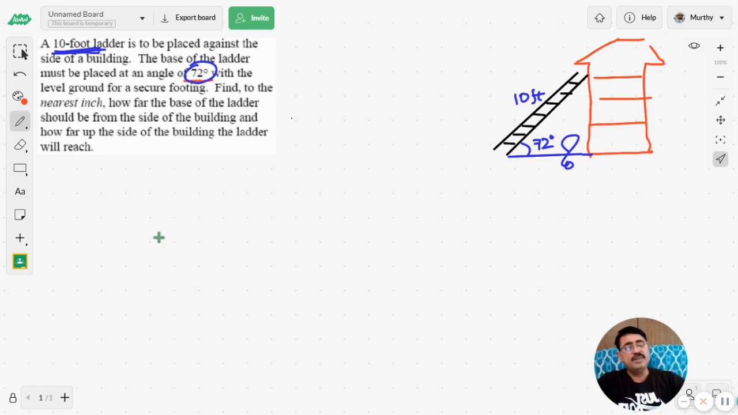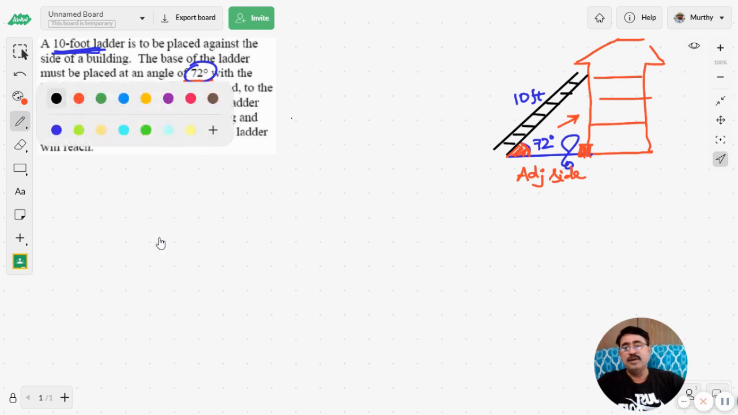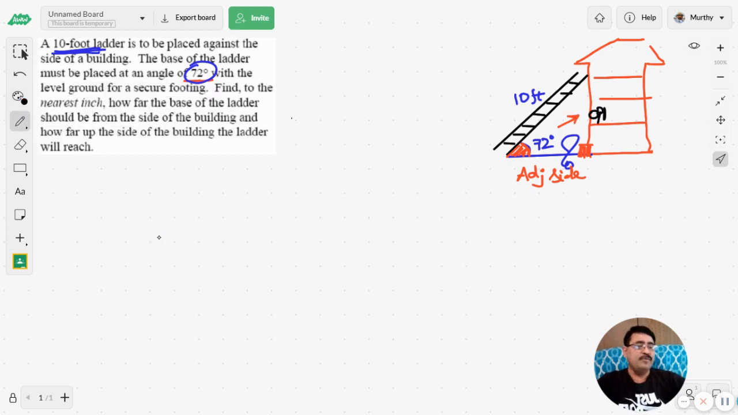If you assume this as a right triangle, I see that this is vertical to the ground level and the angle is given. You can see that it is given as 72 degrees. Therefore, the side next to the angle is called the adjacent side. And I hope you remember that this is called the opposite, and this one is the hypotenuse. So hypotenuse is given as 10 feet and you are asked to find adjacent.